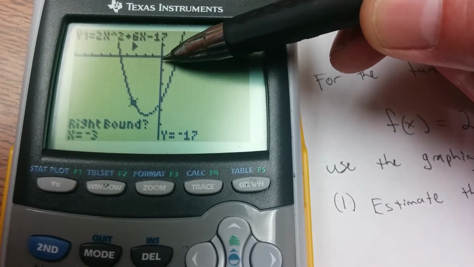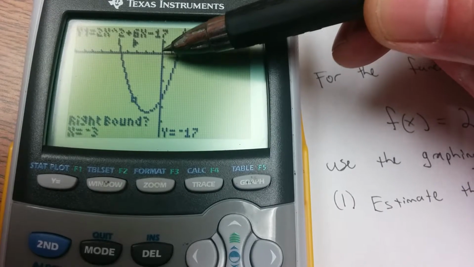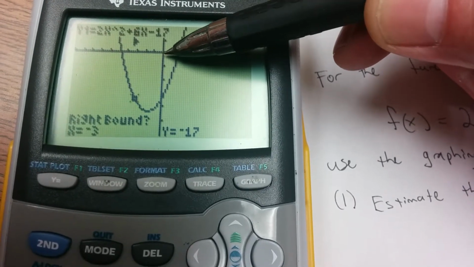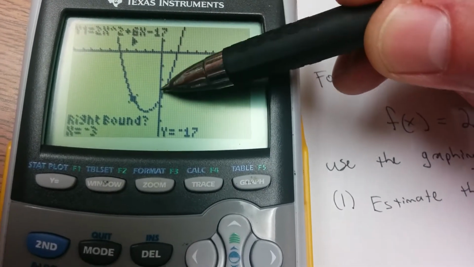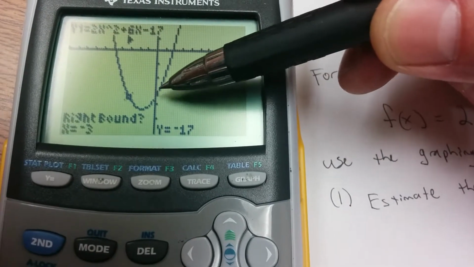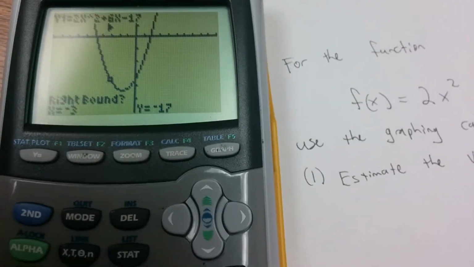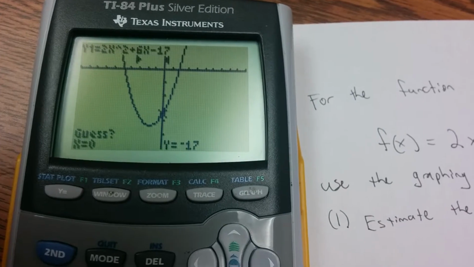And again, I'm just typing in the x-coordinate. So for example, right here, the x-coordinate is 0. Okay, right? When you're at the origin, the x-coordinate is 0. And that's safely to the right of the minimum. So for the right bound, I'm going to press 0, enter.